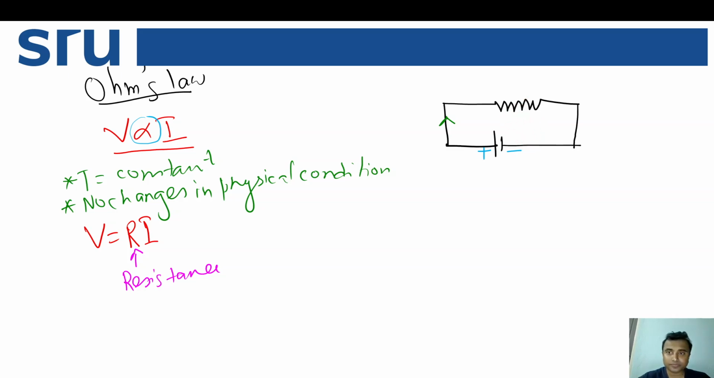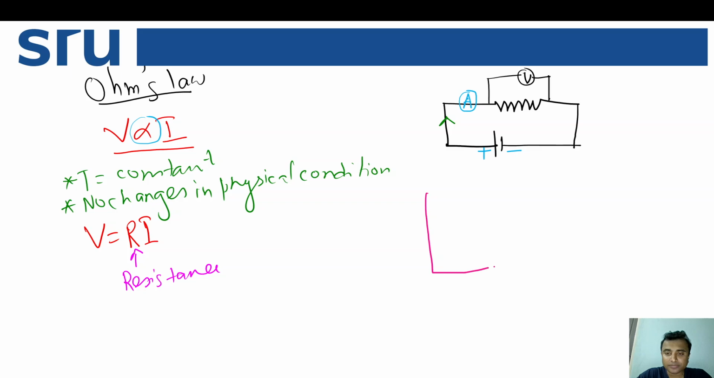Now he put an ammeter in series with the conductor, and he also attached a voltmeter across this conductor.